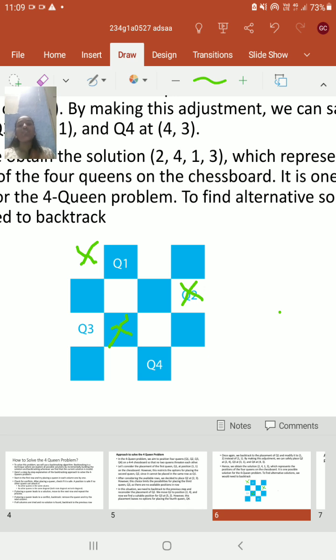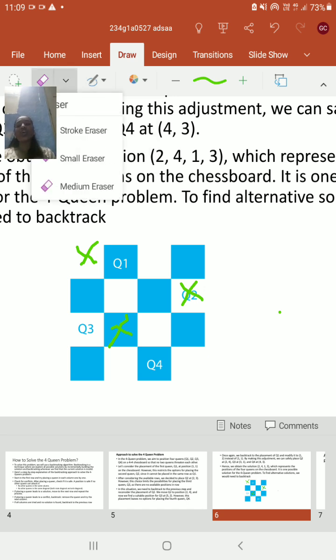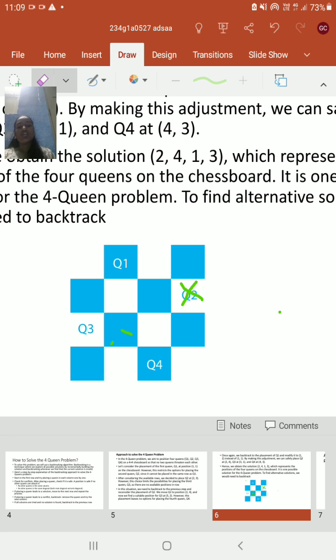Now we have to change the q1 position. Change q1 to the second column. So place q1 here. Now check again q2. Can we place q2 here? No. Here? No. Here? No. Yes, we can place q2 in the fourth column.